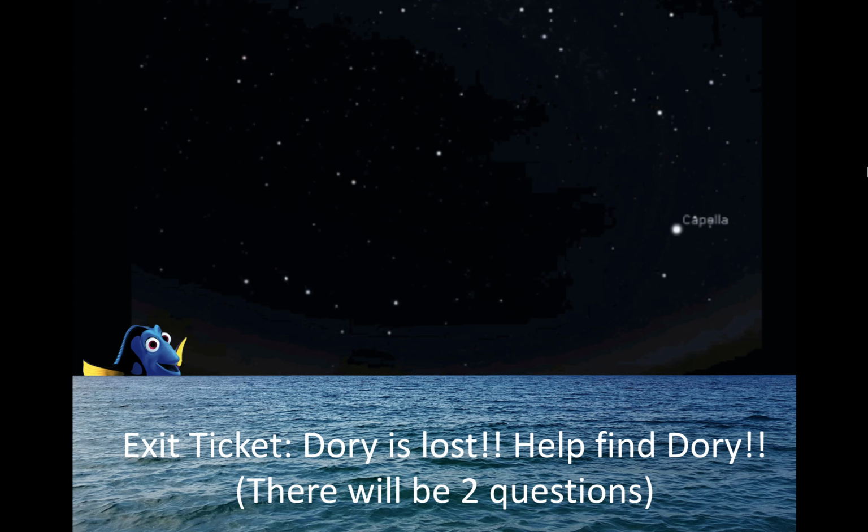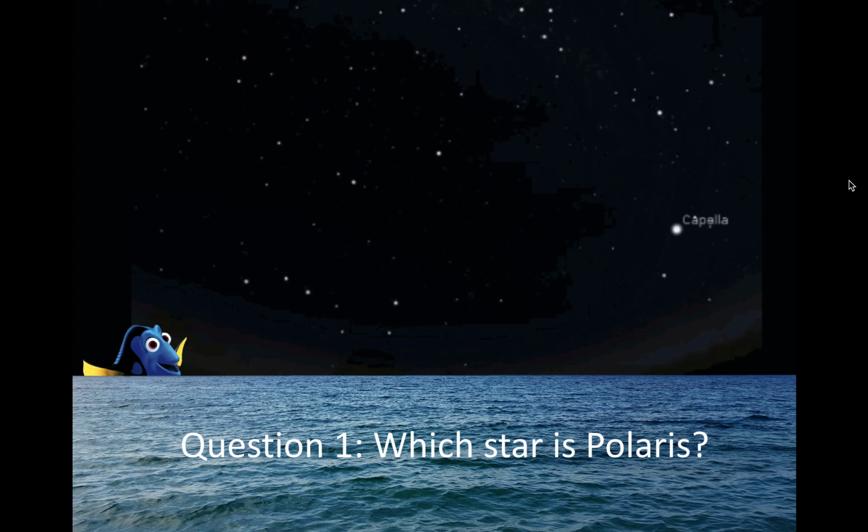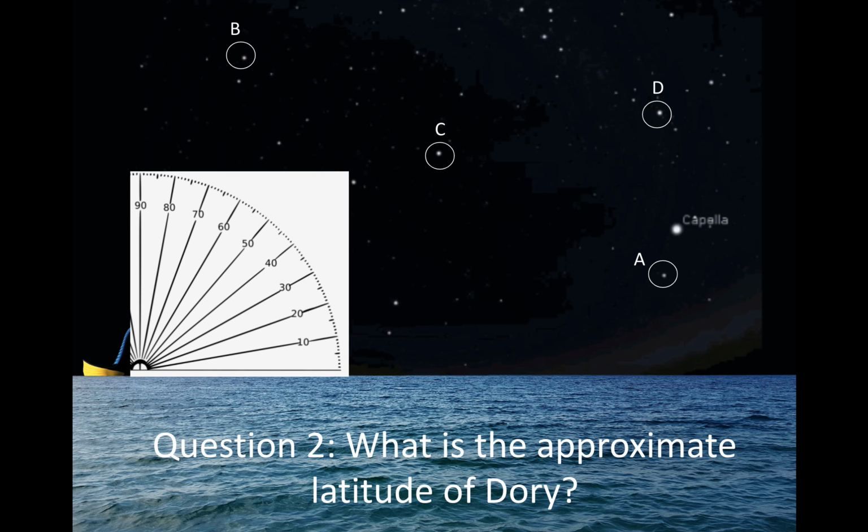So her first question is, which star is Polaris? Now, I've limited the options for you. The possible stars can either be A, B, C, or D. Which star is Polaris? Once you've answered that question, we can now go to question 2, which is, Dory pulls out a protractor that shows 0 degrees to 90 degrees. Using that information, what is the approximate latitude of Dory? You don't have to be exact, but be as close as you can be.